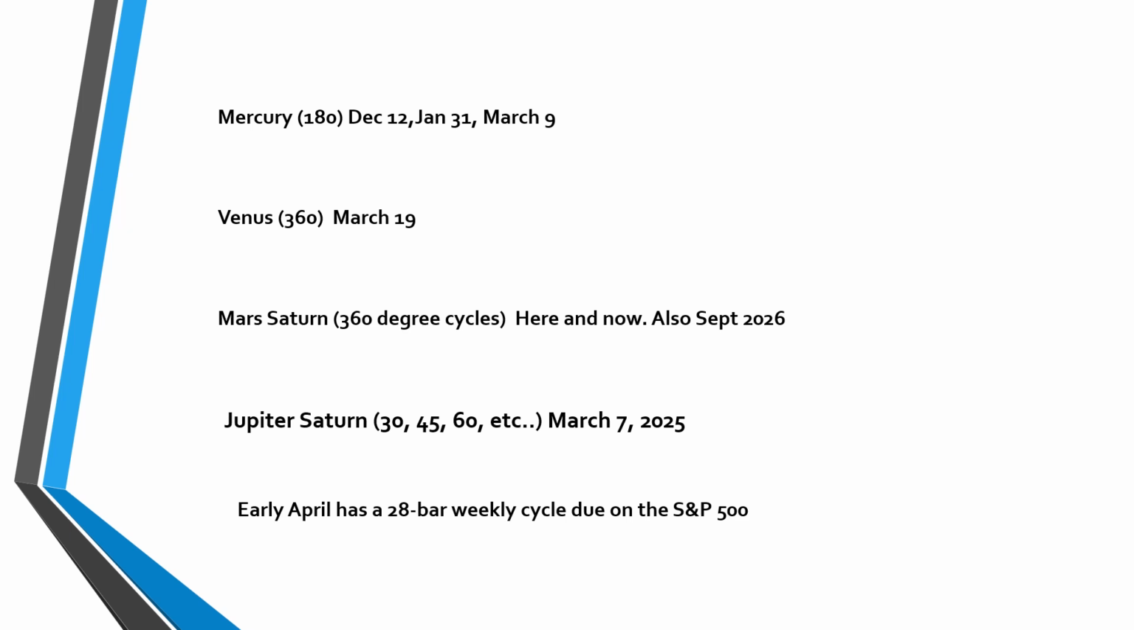And I also follow the cycles on the S&P 500 as measured using an algorithm called the periodogram. And I noticed that early April, thereabouts, is going to mark the end of a 28-bar cycle on the weekly chart. So March, here and now, March, early April. I think there's something potentially coming here early in the new year that we all need to be aware of.